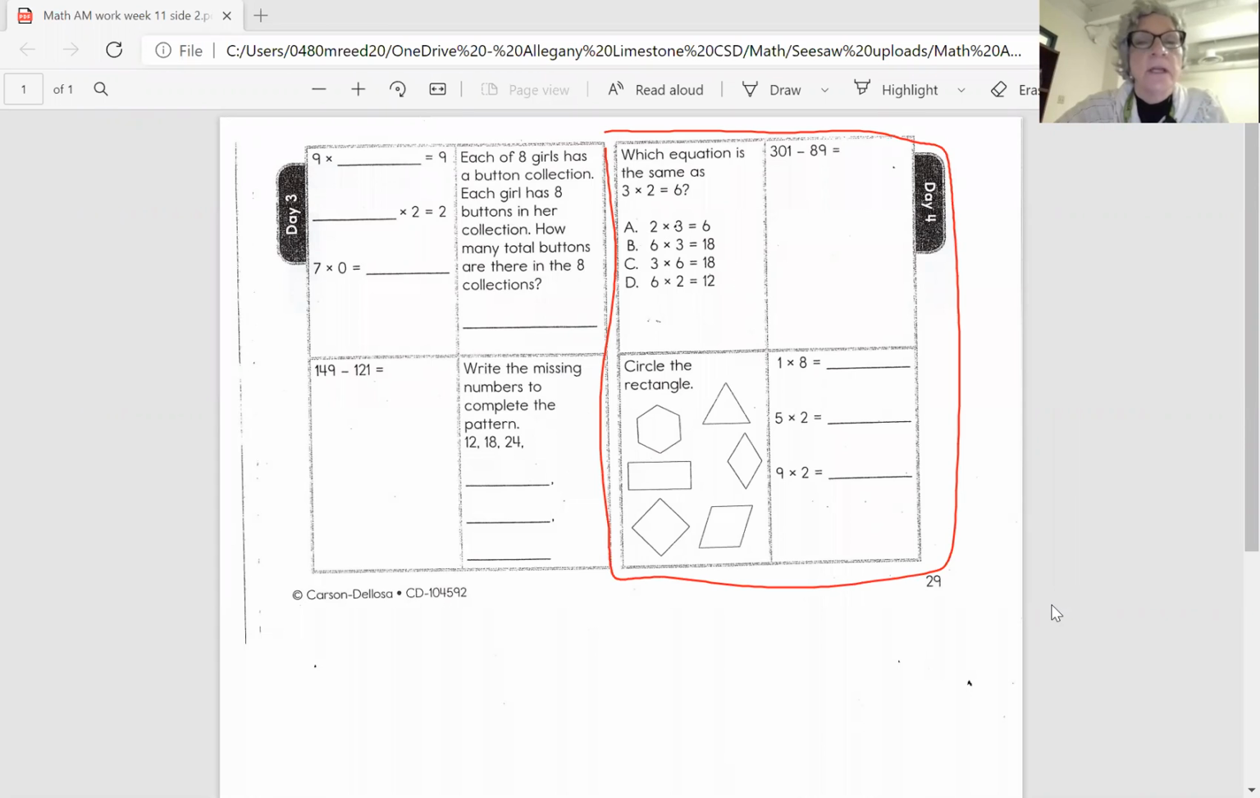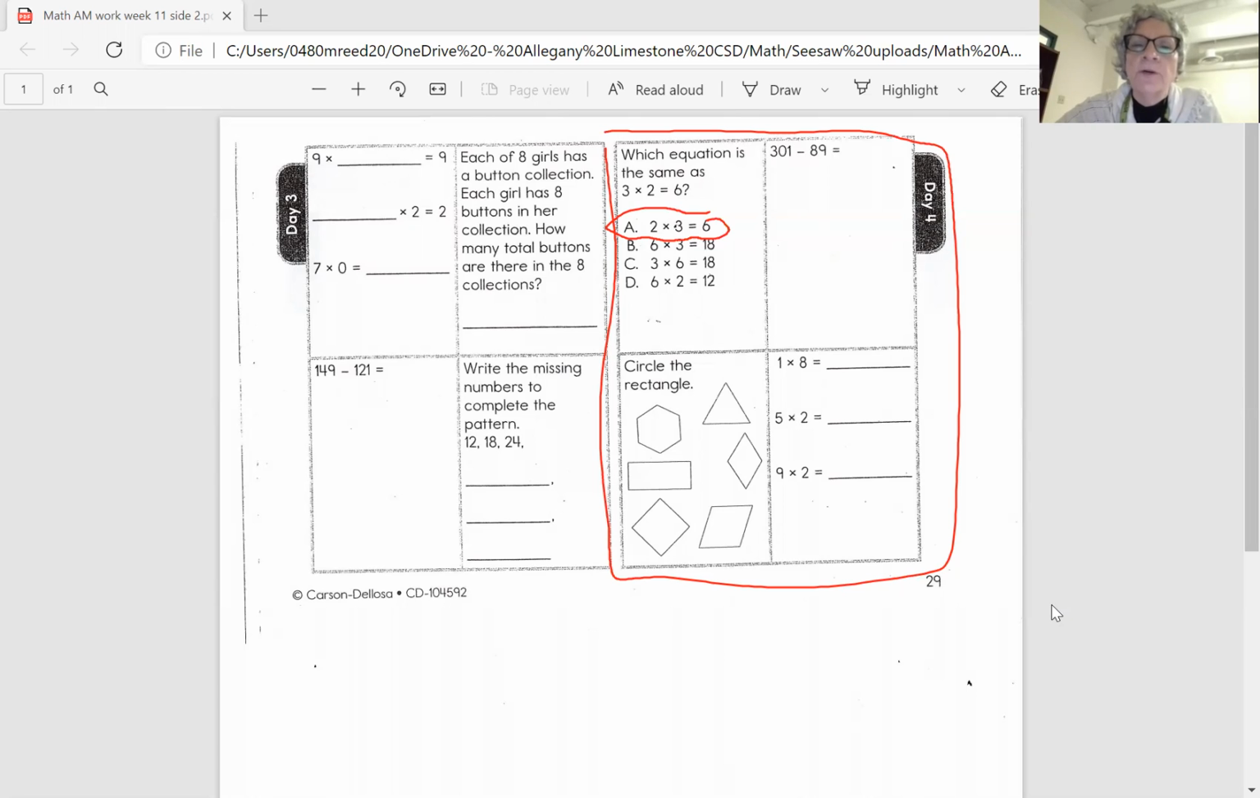Well, it's just the commutative property. It's the learn one fact, get one free. So if you chose 2 times 3 equals 6, you were correct. Just switch the order of the factors and you get the same product. So that's the same equation really. Okay, let's look at the next one.